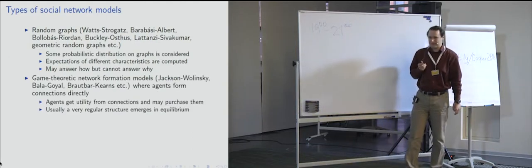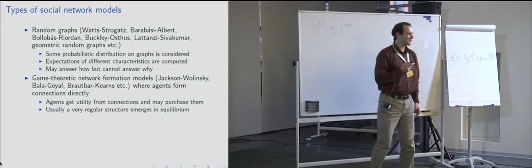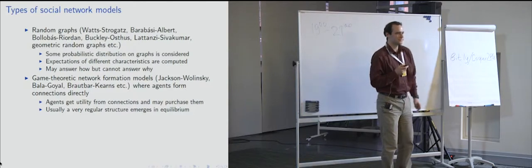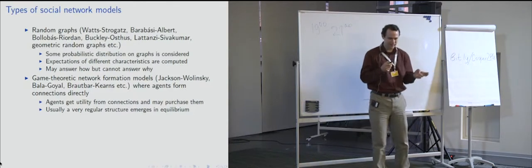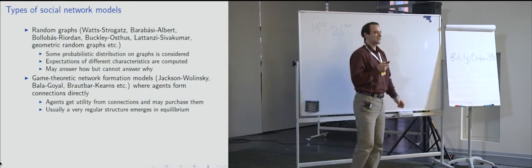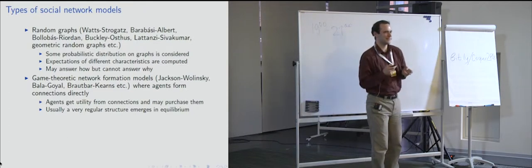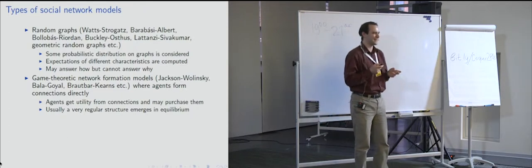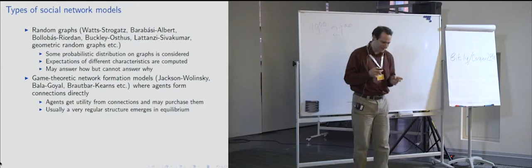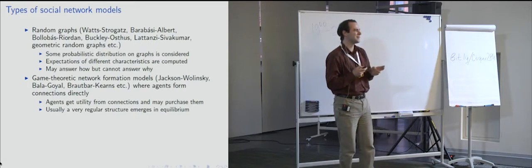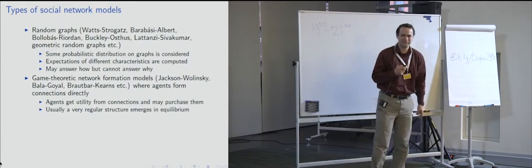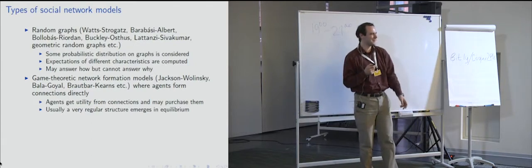Okay, so another approach is the game-theoretic approach. This is much more natural in case you ask why all these features emerge. Because agents in the network are not just mathematical abstractions, they are people, and they make decisions with whom to make a connection, or with whom to not make a connection, and so on. And they probably have some utility from this connection.